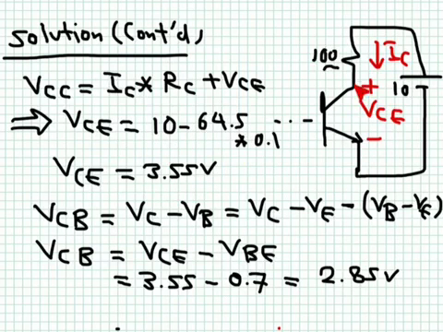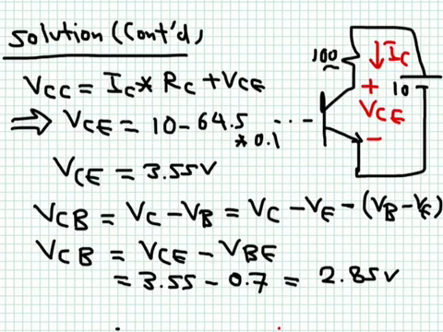So VCE is 3.55 volts. This means that the collector voltage is higher than the base voltage. So indeed, the collector base junction is reverse biased, and our assumption is valid. If this number was less than 0.7, then our assumption that we are in the active region is not valid, and we have to repeat the problem assuming other regions of operation, as I'm going to show you very soon.